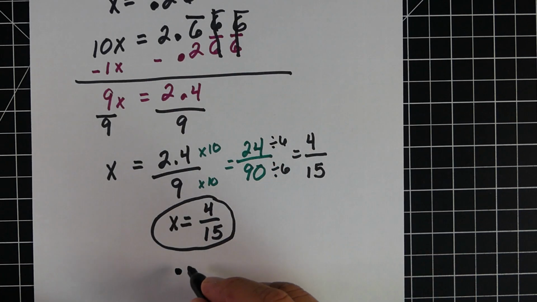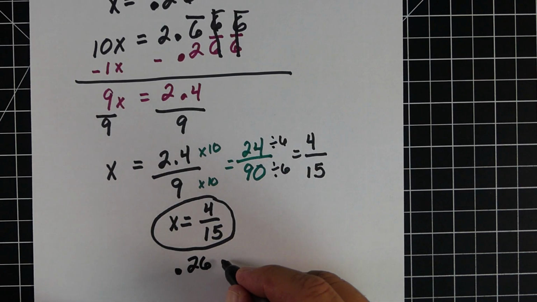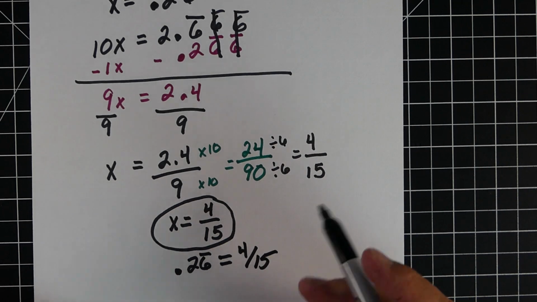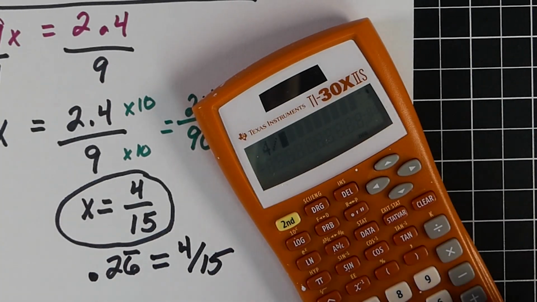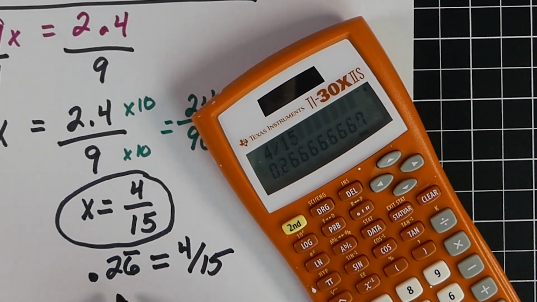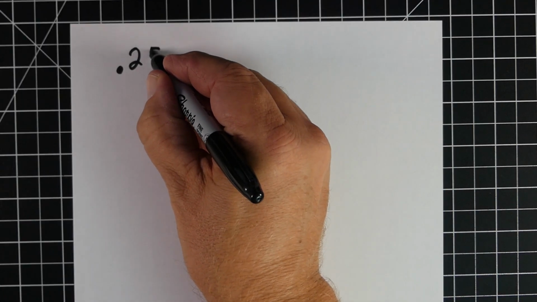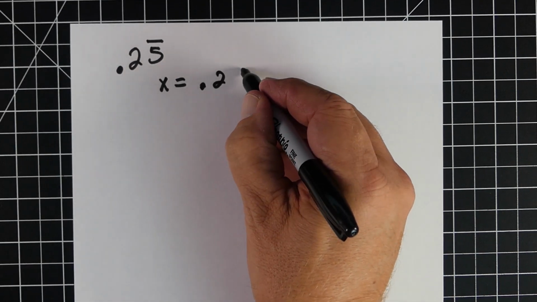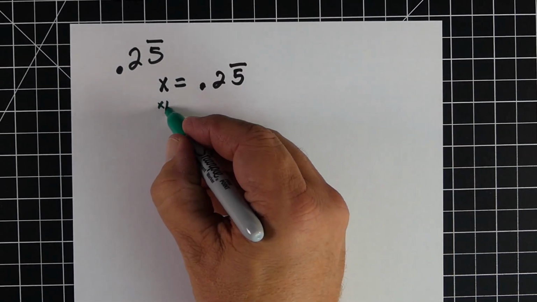Now, if we want to check this, again, like I said, the 0.26 with the 6 repeating is going to equal 4/15. So let's check this now. We'll just type in 4 divided by 15, and we get 0.2 with the repeating 6's, just like we started with. All right, this next example is very similar to the last one. We have 0.25 with our 5's repeating. We're going to make x equal to 0.25 with 5 repeating.